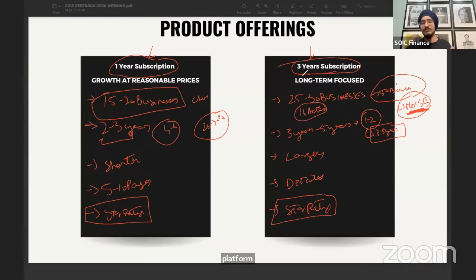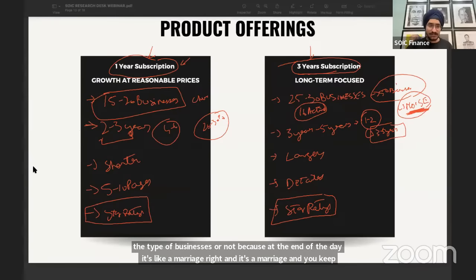Some of you are very happy with the 3 year service. There is no need to come into 1 year. Those of you who think that the 3-year product's upfront cost is very high, it could be really interesting if you just stick to the 1-year subscription and keep assessing us, whether you like the research or not, whether you like the type of businesses or not, because at the end of the day it's like a marriage, right?